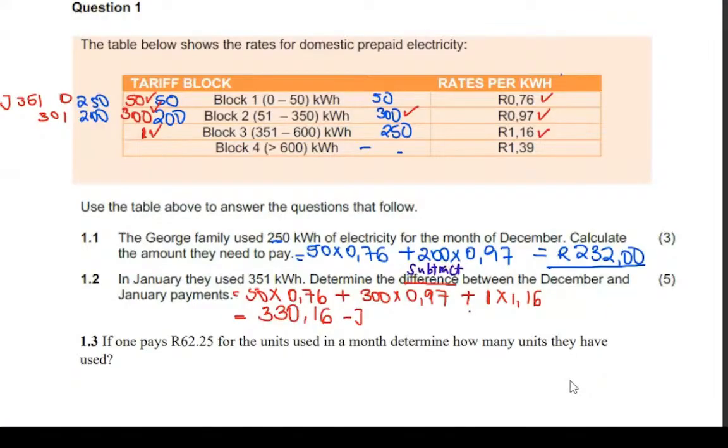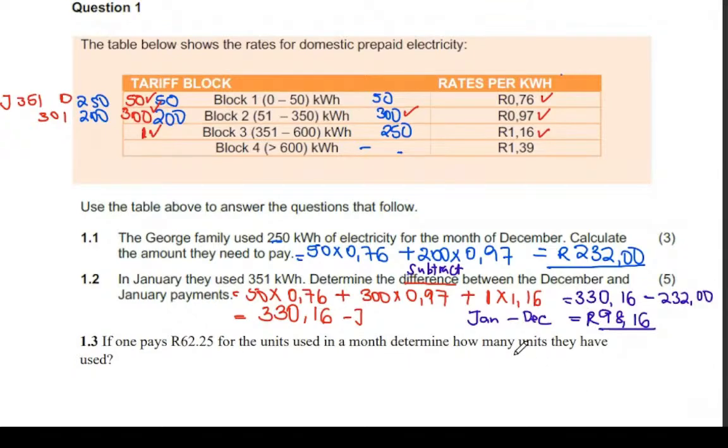What are we going to subtract? We shall subtract the cost in December from the cost in January. So the cost in January was 330 rands 16 cents minus 232 rands. So what is the difference? Subtract and find out the answer. So the difference is 98 rand 16 cents. That's what it simply means.